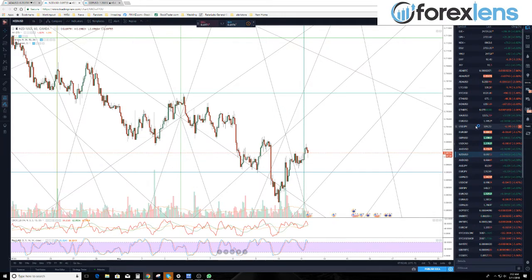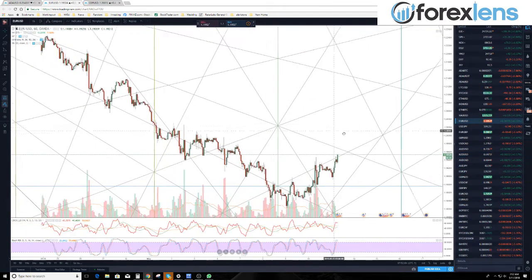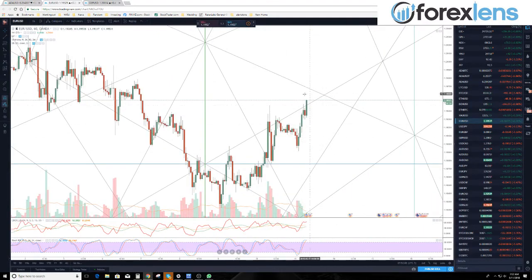Looking at the euro dollar again. So here we did not hold this angle, so the rule is it's going to move and test the next one. So there's another test of this angle here, and because we're so extended here, we should expect price to retrace a good amount from this zone up here. All right.